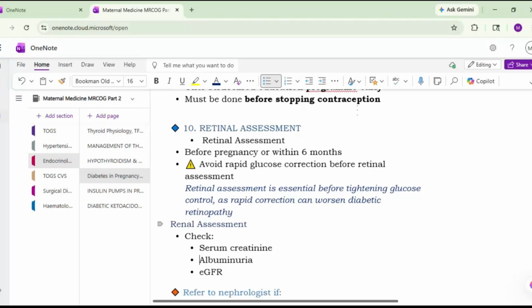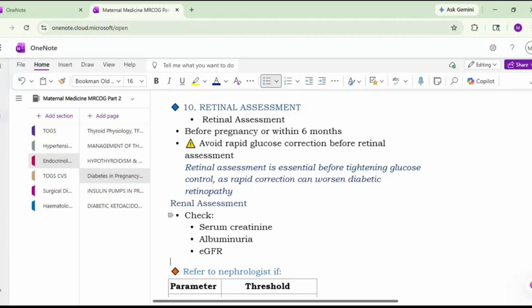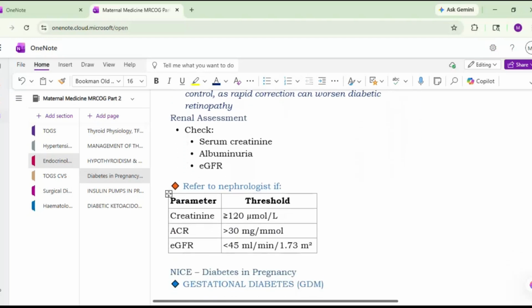The next is a renal assessment. So always check the serum creatinine, albuminuria, and eGFR. There are indications for referral to the nephrologist, and these indications also you should remember. Creatinine more than or equal to 120 micromole per liter. Albumin to creatinine ratio more than 30 per millimole. eGFR less than 45 ml per minute per meter square. These are the indications.